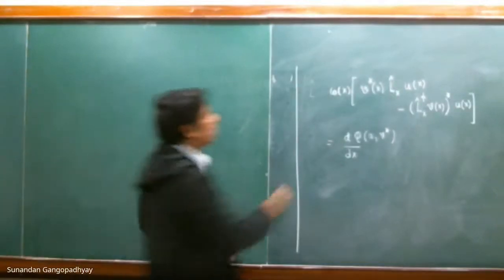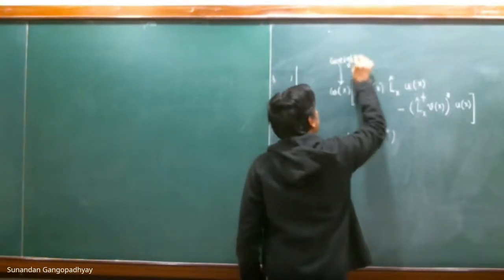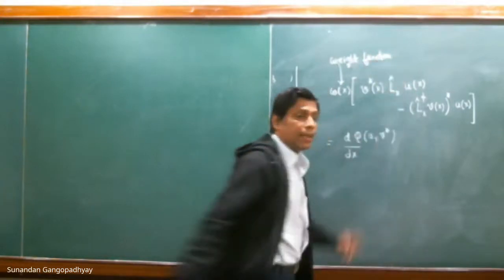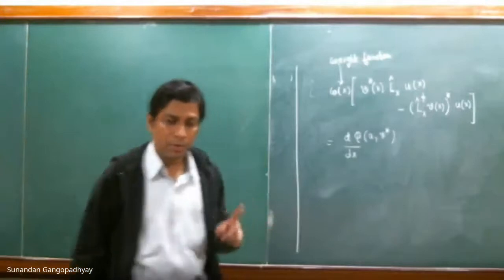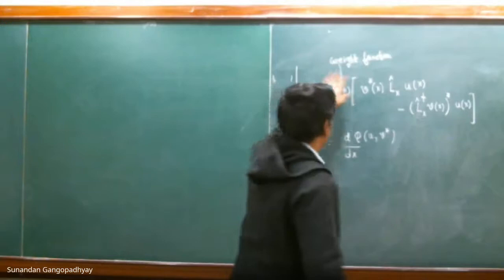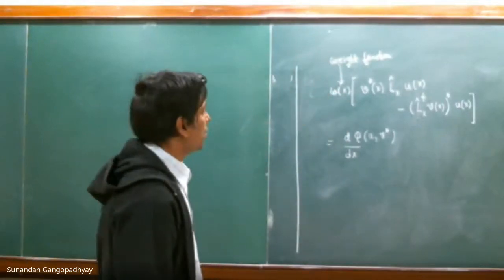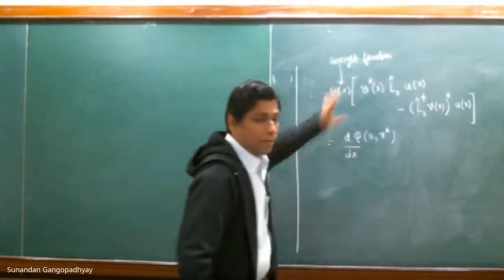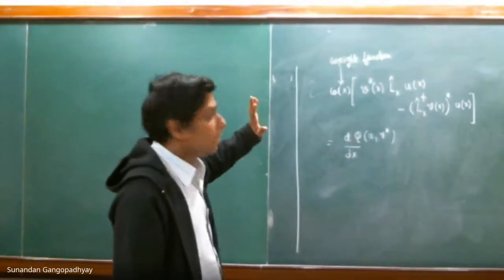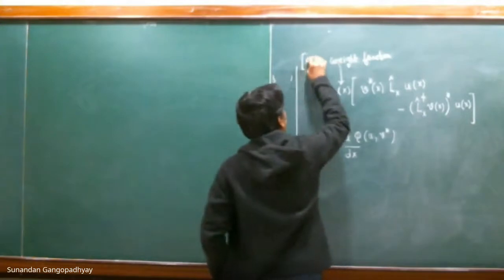This W of x is called a weight function. It is basically a real function. It is a real function of x. X is a real variable. We are concentrating on real variables, and not only that, this is a real function of x. It's called a weight function, and the property of this weight function is that it is positive definite in some closed interval a comma b.